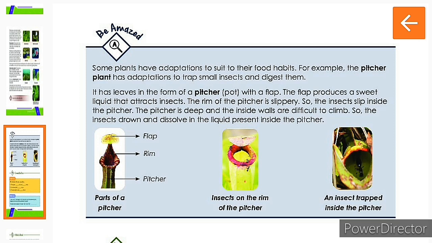Now your fifth lesson, adaptations in plants, is completed. Please read the lesson again and again. In the next class I will send the question answers. After that, we will have a class test of lesson 4 and lesson 5. I will inform you later which day we have the class test.